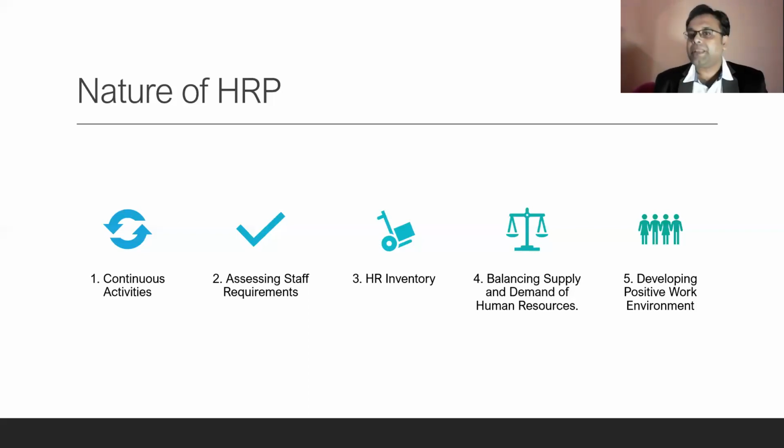HR inventory, that means inventory means stock. What is the number of employees along with what are the skill sets that are available right now in my company. That is 100 employees. What are their different skill sets that we need to maintain in the inventory. That in the stock, that is HR inventory, skill inventory. Next one is balancing the supply and the demand of the human resources. That's the major objective of the human resource planning, that we need to balance it.